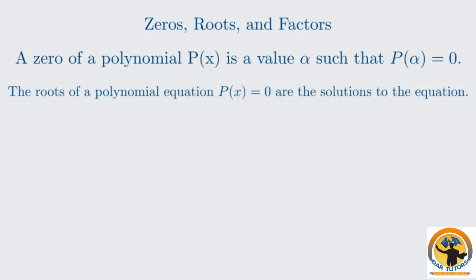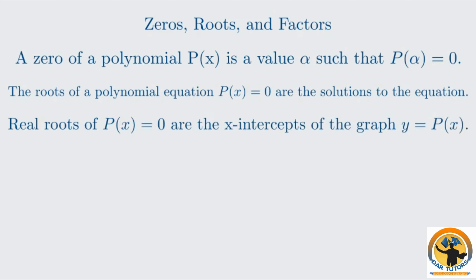So, if you have the equation p of x equals 0, the values of x that satisfy it are the roots. This means that the roots of the equation p of x equals 0 are the same as the zeros of the polynomial p of x. Geometrically, the real roots of the equation p of x equals 0 correspond to the x-intercepts of the graph of y equals p of x. These are the points where the graph crosses or touches the x-axis.